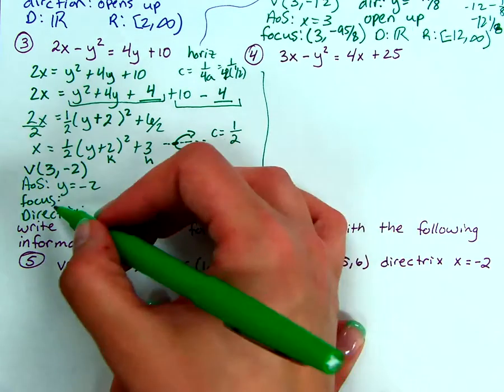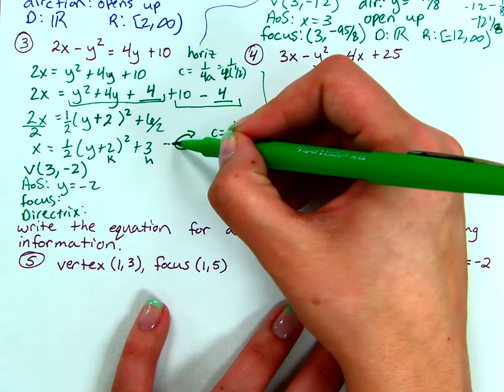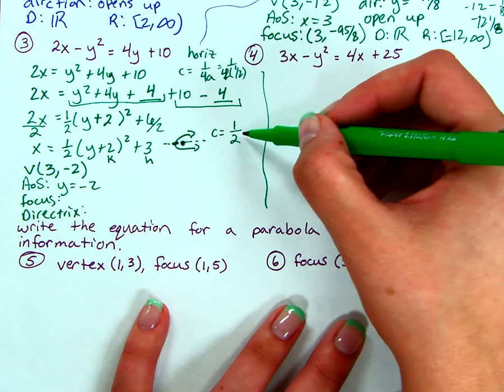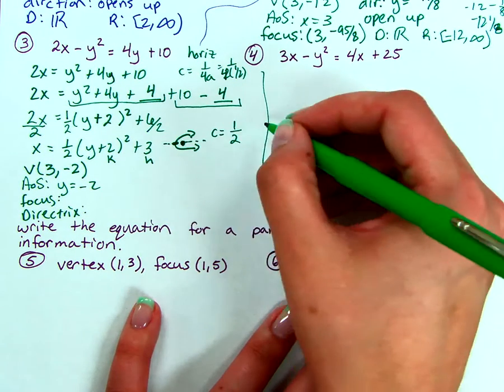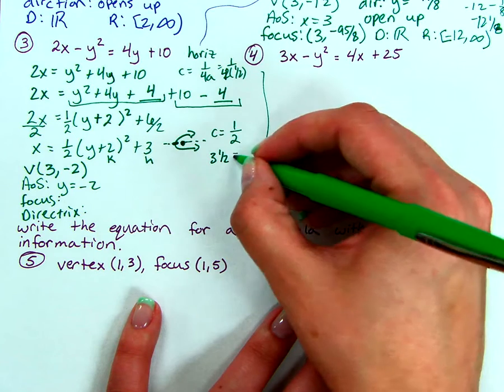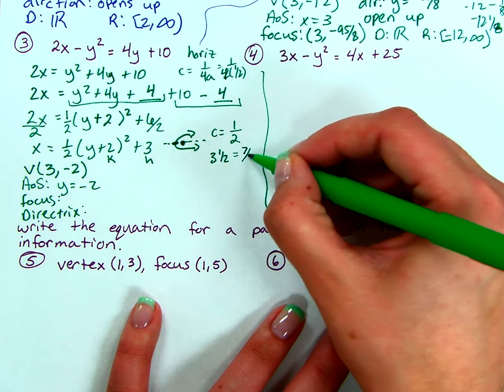So now for the focus, again it's on the inside of our parabola. This time we're moving horizontally, so our x value is going to change. So we're going to add our 1/2 to the x value of the vertex. That's just going to give us 3.5. If we change that to an improper fraction, 2 times 3 is 6, plus 1 is 7. So 7/2.